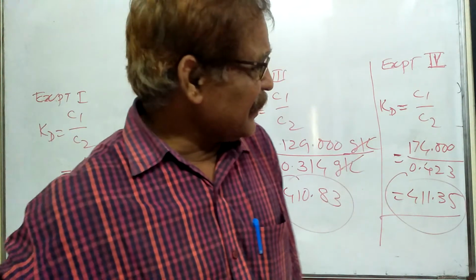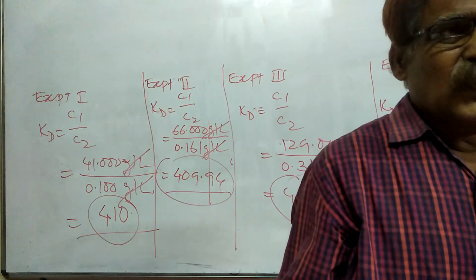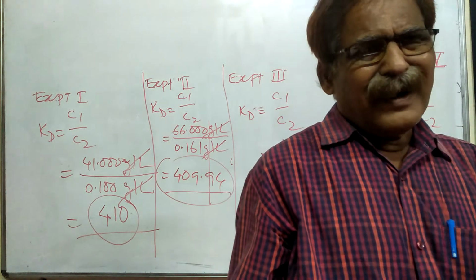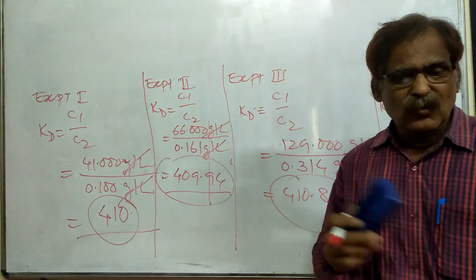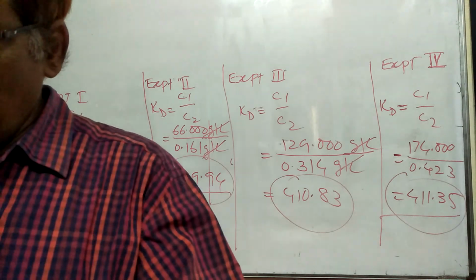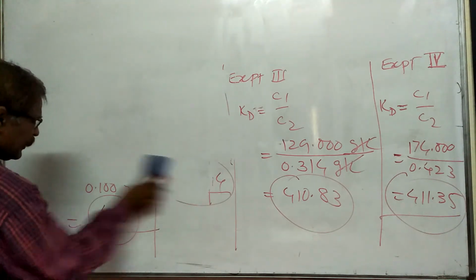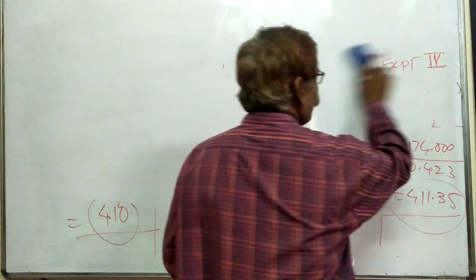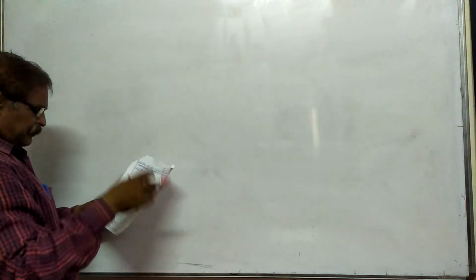The last step in this particular case is to calculate the partition coefficient of iodine between CS2 and water. The final answer we have to calculate is the mean partition coefficient, or the mean distribution coefficient, of iodine between carbon disulfide and water. So let us take the mean of all these values. How can we calculate the mean partition coefficient? Take a summation of all these partition coefficients and divide it by the number of experiments.